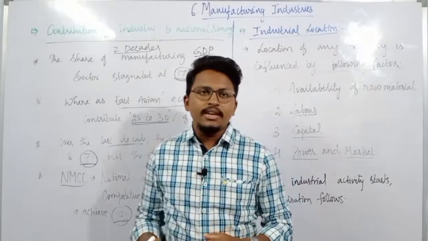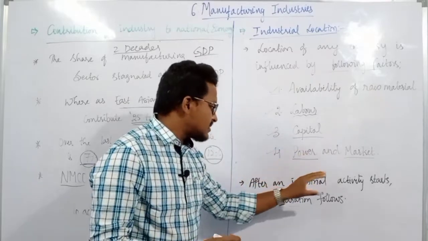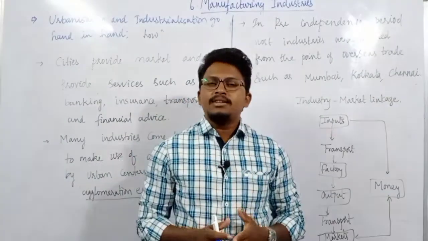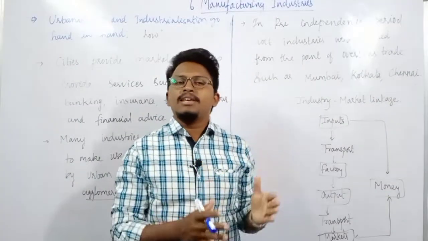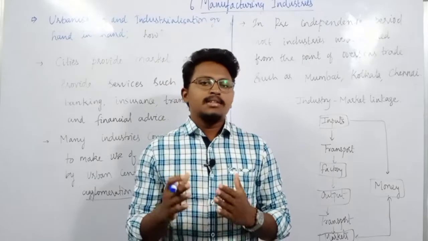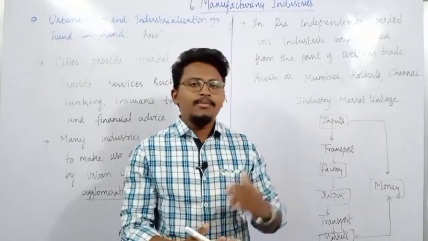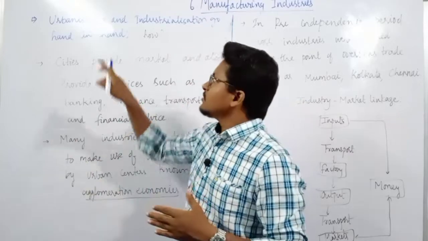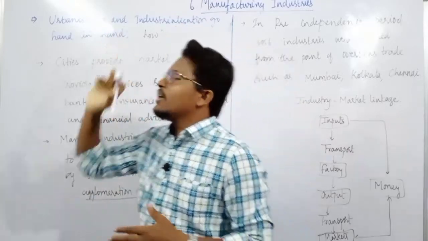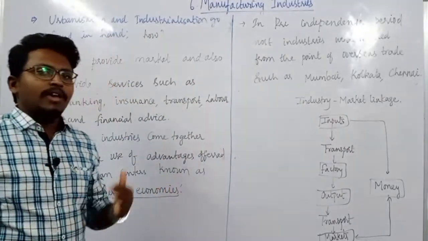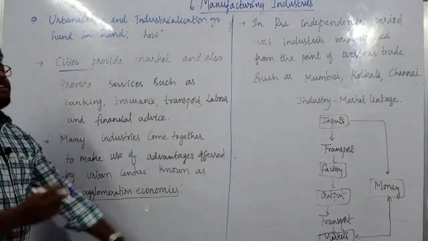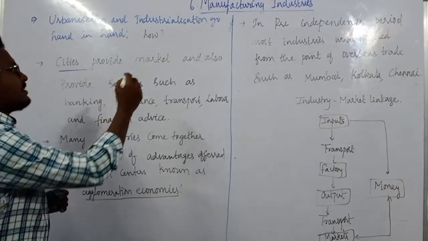So now we will see how the relationship between industries and urbanization exists. As I have mentioned, industrialization and urbanization go hand in hand. That means if industries are being set up, urbanization will take place. So let us see how it takes place. How it goes hand in hand is that the first and very important thing is that the cities which are there in the country provide a market.